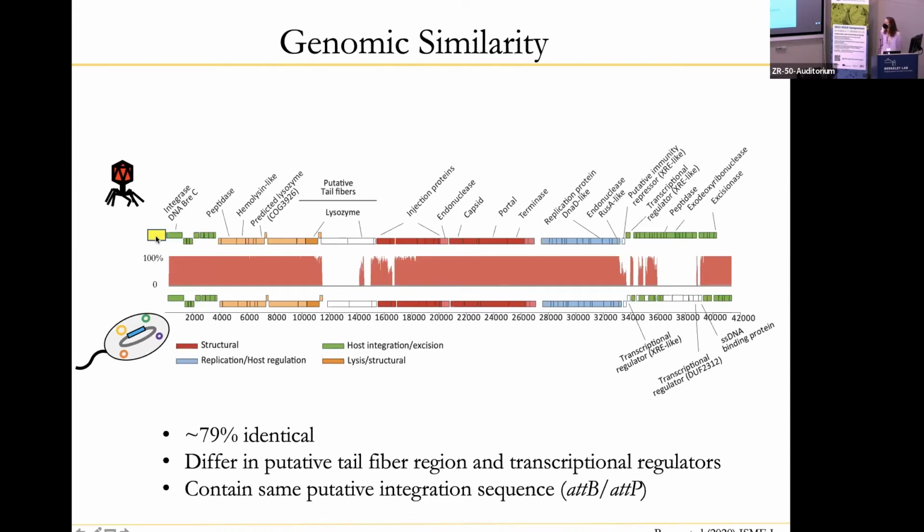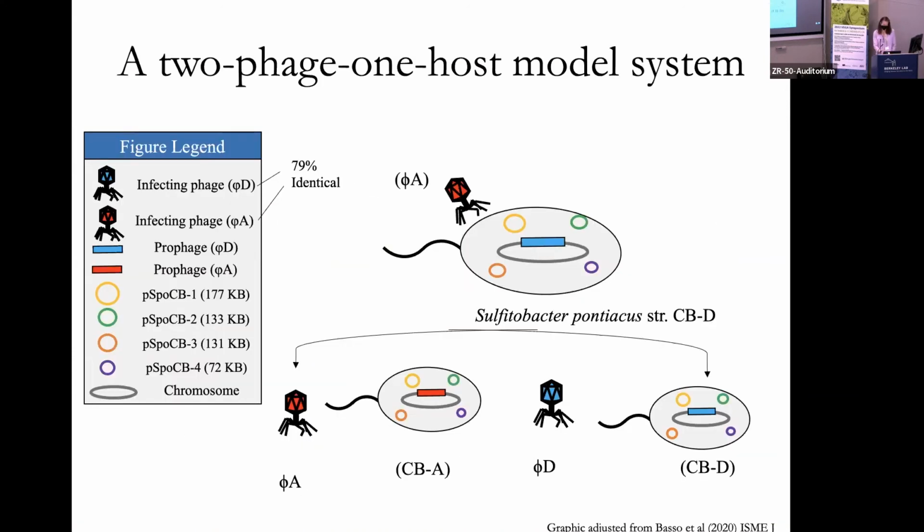One of the things that we noticed when we had the sequence for this virus was that it has this putative integration site, that it shares the putative integration site with the prophage within the original bacterial host. And so again, we isolated this virus by plaque assay, so it will initiate a lytic infection on its host. But we also determined that if you infect this host with this virus, that you can get a number of outcomes.